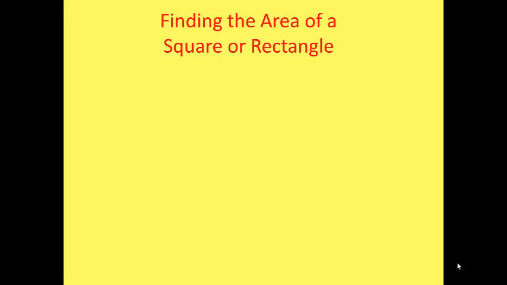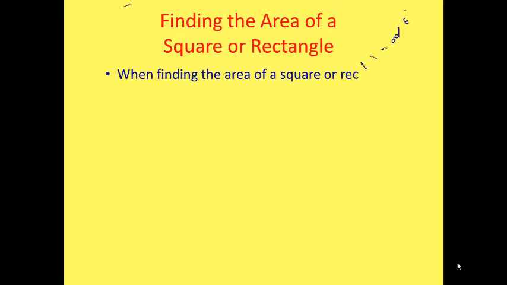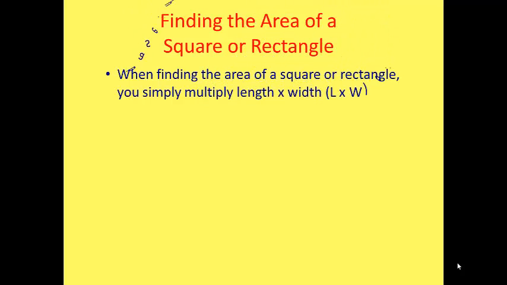Now, let's find the area of a square or rectangle using the formula. When finding the area of a square or rectangle, we already mentioned that you're going to have to probably use one of the formulas, such as multiplying length times width or base times height. So let's take a look at an example.